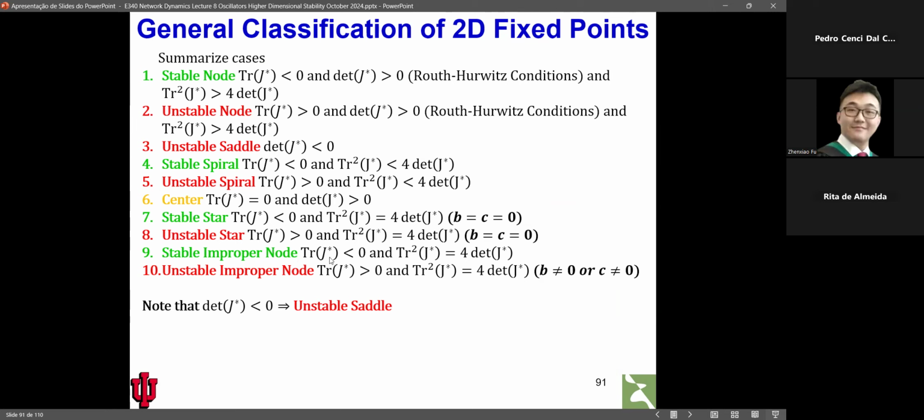The unstable improper node is when you have the trace and the eigenvalues equal. Improper means that the lambdas are equal to one another, and then you have to be careful in finding the eigenvectors, because it's a degenerate eigenvalue, but it's not complicated. And if determinant less than 0, you have an unstable saddle.